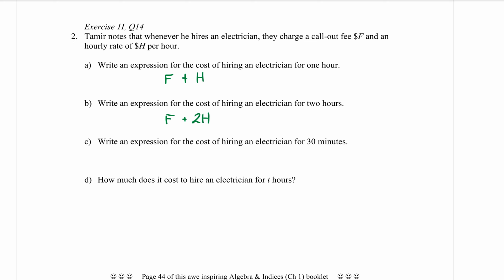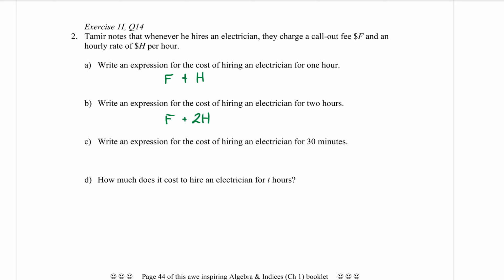Yeah? Cool. Part C. Write an expression for the cost of hiring an electrician for 30 minutes. Careful. If 1 hour was 1H, 2 hours was 2H, is 30 minutes going to be 30H? No, it's going to be 0.30. No, not 0.30. Noah said it. Half H. It's half an hour, isn't it?